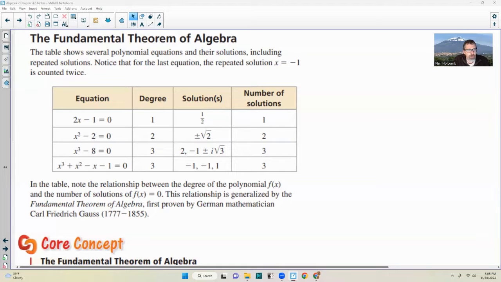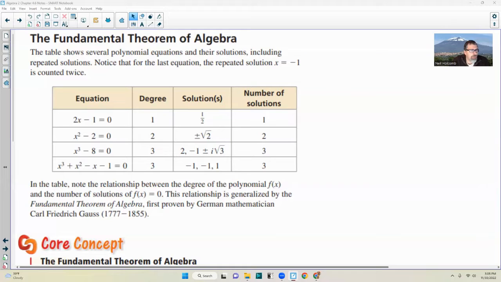Number of solutions, 1. X squared minus 2 equals 0 is a quadratic. It would be a parabola. It would be shifted, with a y-intercept of -2. So it is shifted. Degree 2, and it's got two solutions, a positive and a negative square root of 2, because you add 2 and take the square root, you get plus or minus square root 2.